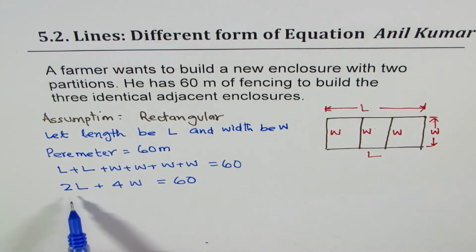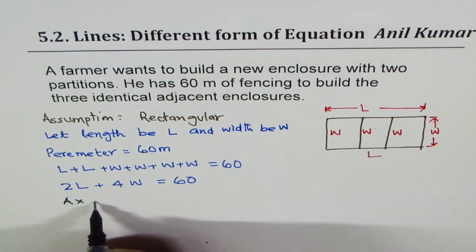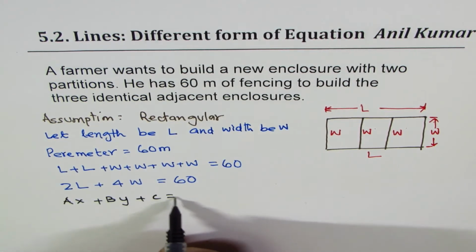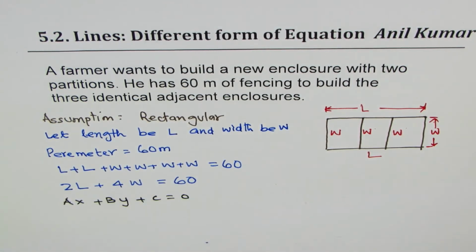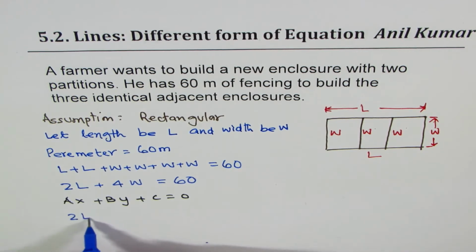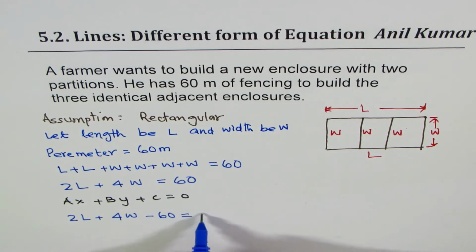Now you'll recall this equation is very similar to the standard form, which is AX plus BY plus C equals 0, once I bring 60 to the left side. Do you see that? So this is a kind of equation in standard form. Let me rewrite it like that. So I could write this as 2L plus 4W minus 60 equals 0.